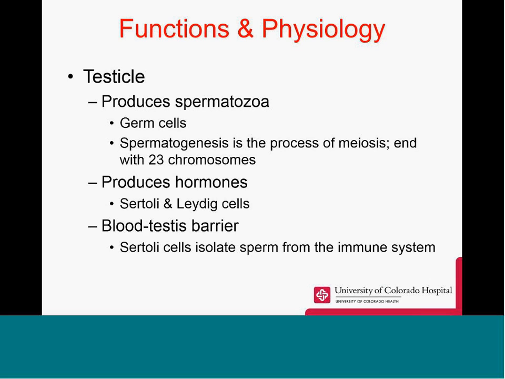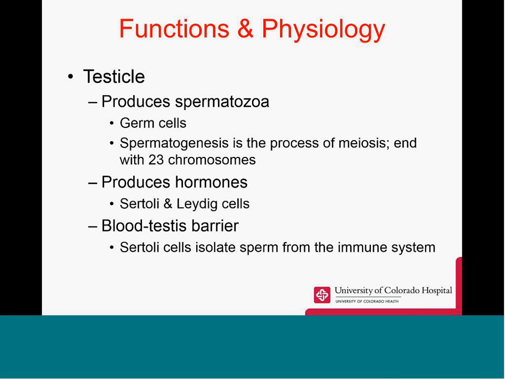Now we'll go over some functions and physiology of the testicle. Before puberty, the testes remain unchanged from their initial development. The seminiferous tubules do not have a lumen yet, and there are few interstitial cells. Around puberty, so 12 to 14 years old, these interstitial cells increase in number and size, and the lumen develops within the seminiferous tubules.